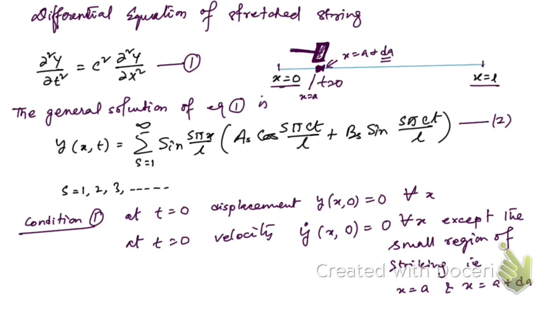Now you see, if we apply the first condition, t is equal to 0 at displacement is 0, this is the first condition, and this is the second condition, number 2, right? So now let us apply the first condition. Condition 1: at t is equal to 0, y of x comma 0 is 0.